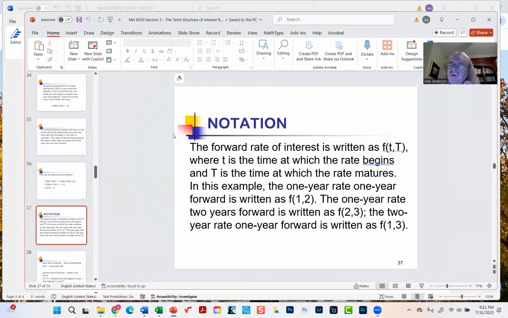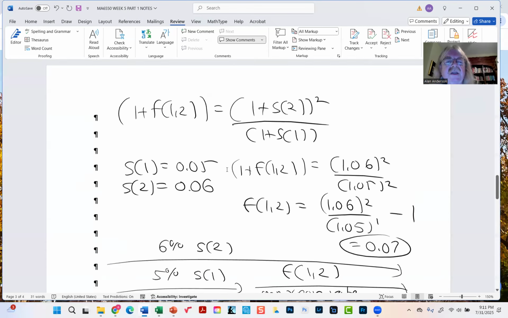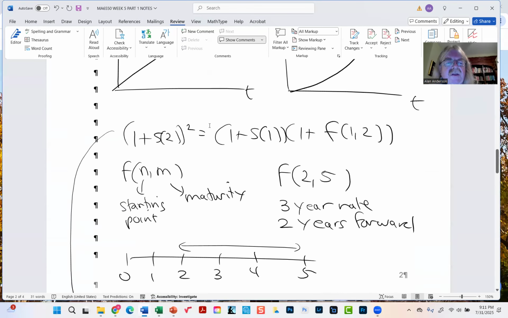All right. So again, with the notation, we're going to use FT comma T. I couldn't remember. This is the notation used by Hull's book. Let me change that right here, just so it's consistent.